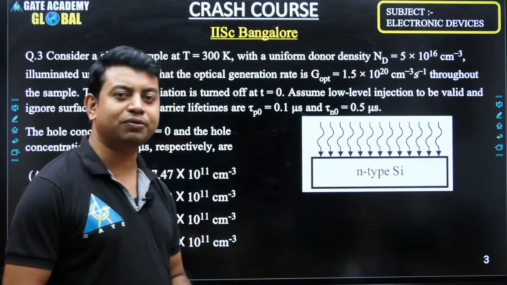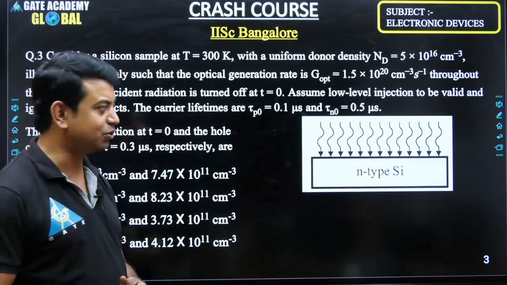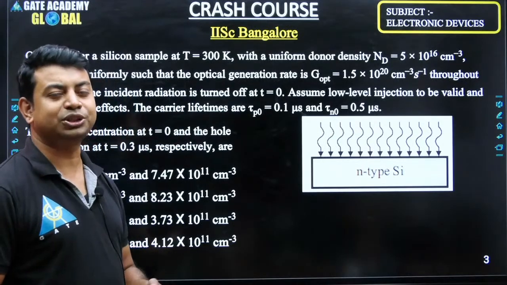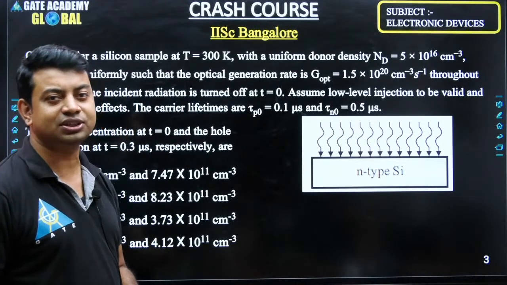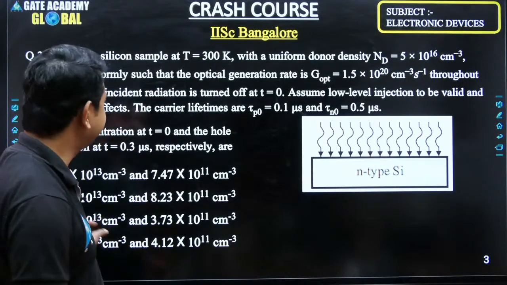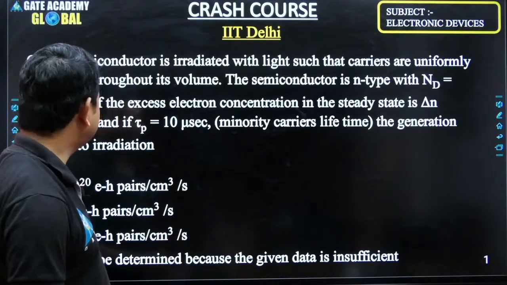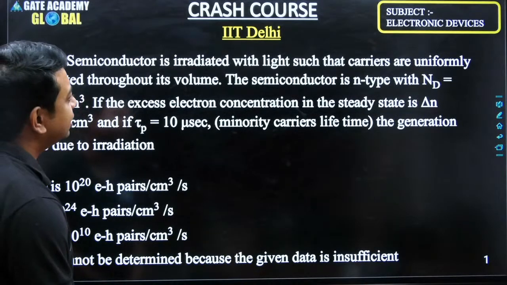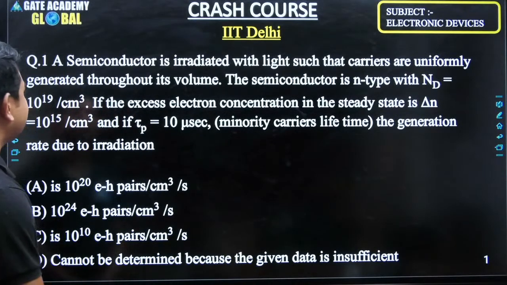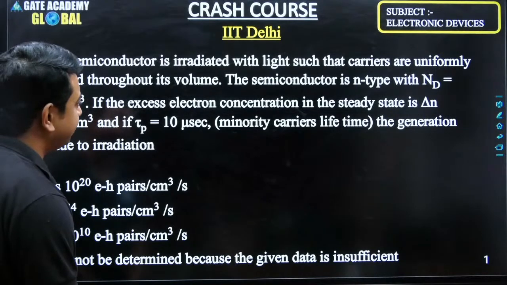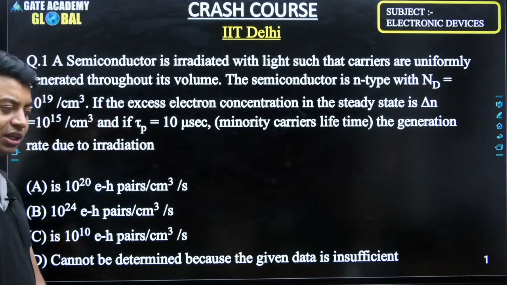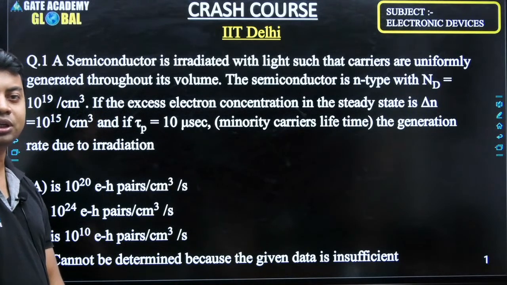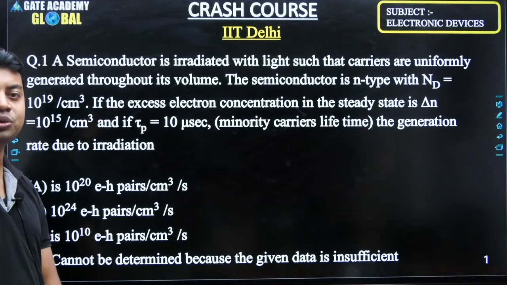I think you all are following my lectures, and I am going to switch to the next question in today's lecture. This is the crash course of EDC. So what is that question? We can see that a semiconductor is irradiated with light such that the carriers are uniformly generated throughout its volume. Okay, so uniformly generated means we have to answer this one with respect to time.